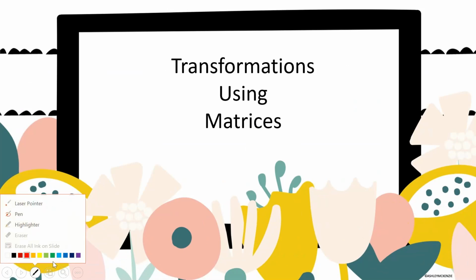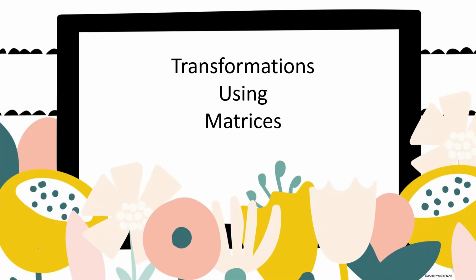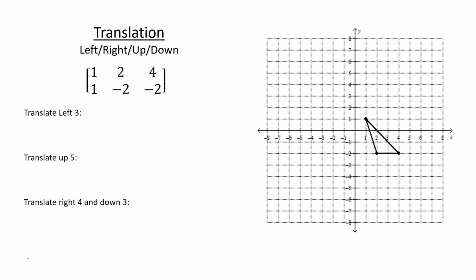Today we're going to look at how we can use matrices to create and identify transformations. The first ones that we're going to look at are translations. Translations are ups and downs. And with our image that we have here, I'm going to label these vertices.